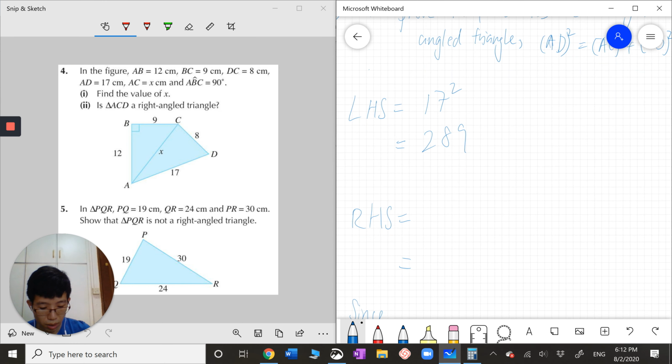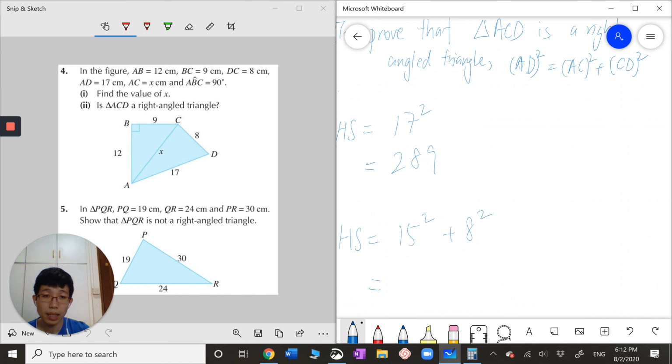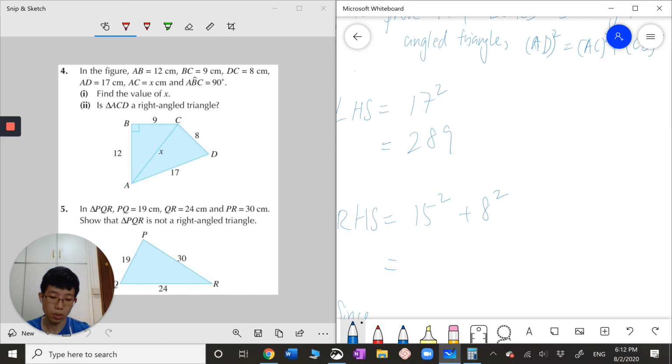Now for the right hand side, which is your AC square, which is 15 square, and your CD square, which is 8 square. So this value over here must add up to 289 to show that this is a right angle triangle. If the value is not right, it means that this is not a right angle triangle. So punch the calculator. This is equal to 289 as well.